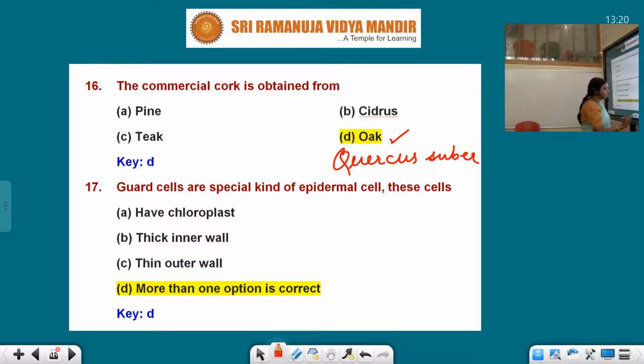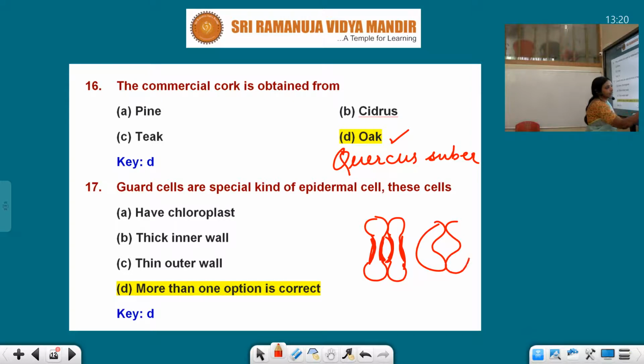In the case of dumbbell shape, if it is monocot, the curvature is thick. This part is thick, and this is the stomatal aperture. In monocot, it looks like this. So these curvatures, both outside and inside, are thick. But if it is a dicot plant, in dicot it is kidney shaped. The aperture is kidney shaped. So the inner side curvature is thick, the outer side is thin. And so the first one is right, it has chloroplast and thin outer wall. So more than one option is also correct. This is correct.